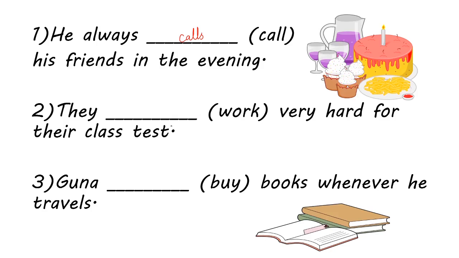They work very hard for their class test. Here for they we will be using the verb as it is. So they work very hard for their class test. Guna here becomes he, as this is third person singular, and for third person singular we are going to add s along with the verb. So Guna buys books whenever he travels.